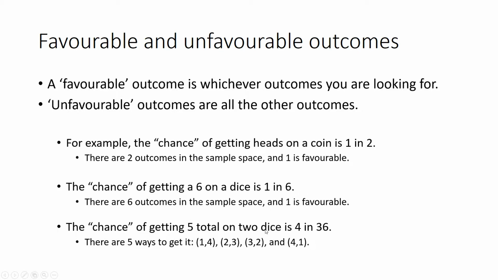And if you've got 2 dice, if you want to get 5 in total out of those 2 dice, well, there's 4 ways to get that. You can roll a 1, then a 4, you can roll a 2, then a 3, you can roll a 3, then a 2, or you can roll a 4, then a 1. So that's 4 possible favourable outcomes out of 36. And you can reduce that, of course.